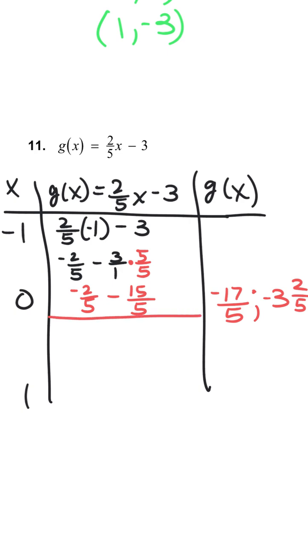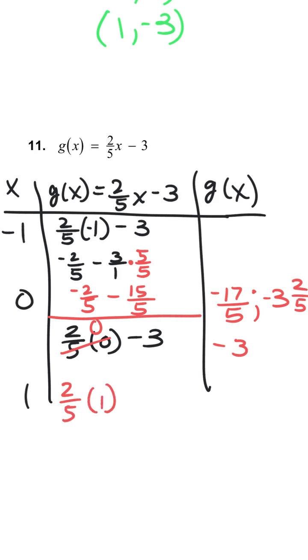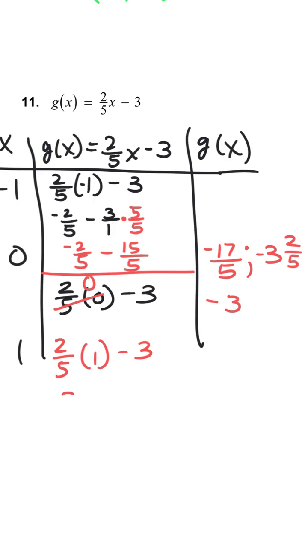We have 2/5 times 0 minus 3. We already know that by the distributive property, that becomes 0. So it's 0 minus 3 gives us negative 3. And finally, the last one, we have 2/5 times 1 minus 3. No, it's not going to be the same. It's not the same as saying it's positive 7 over 5.